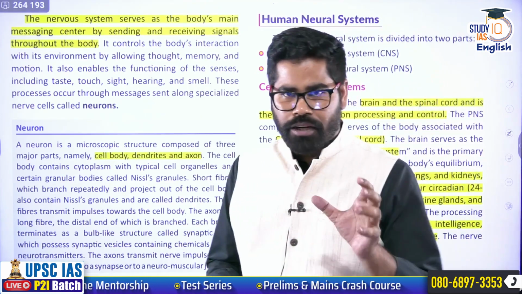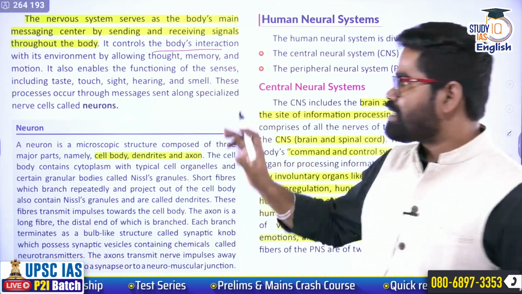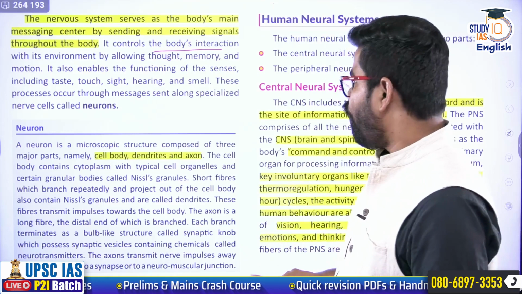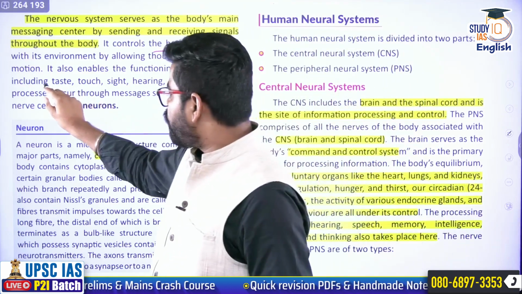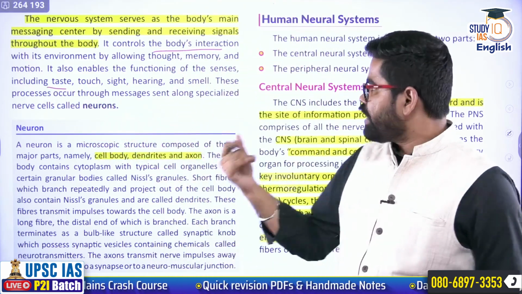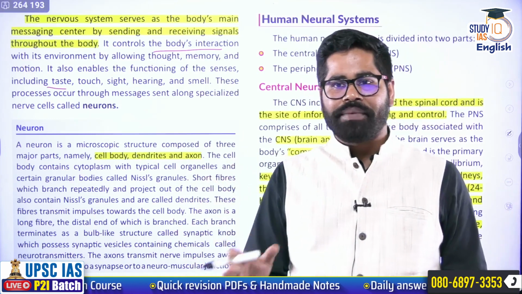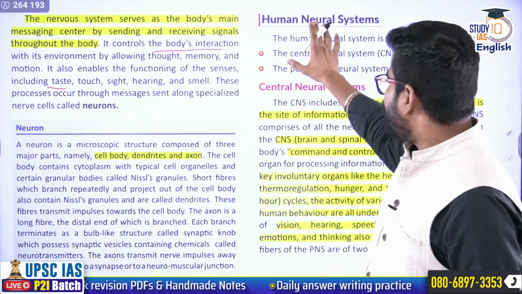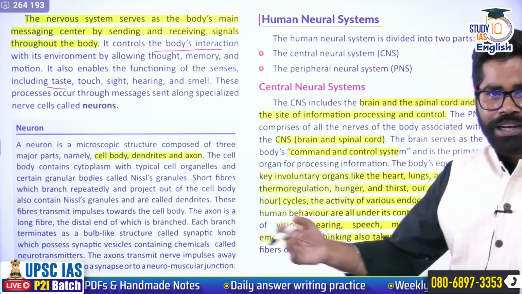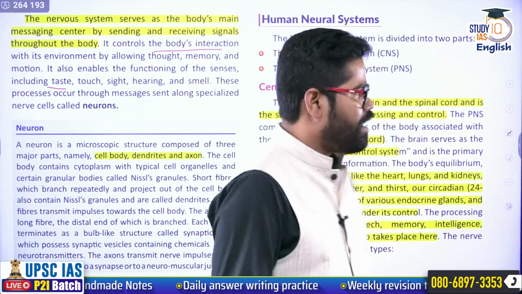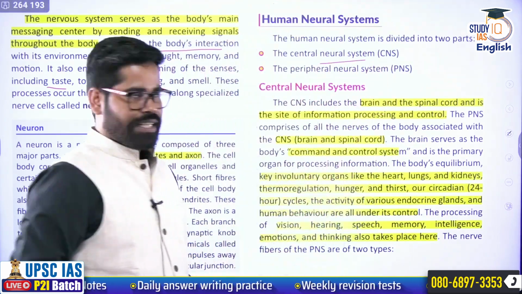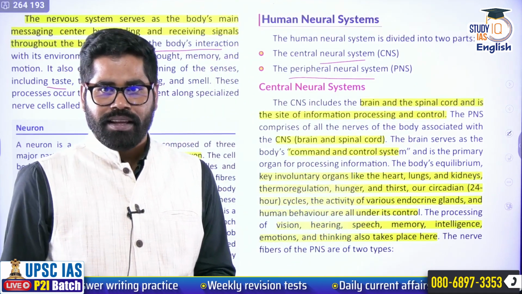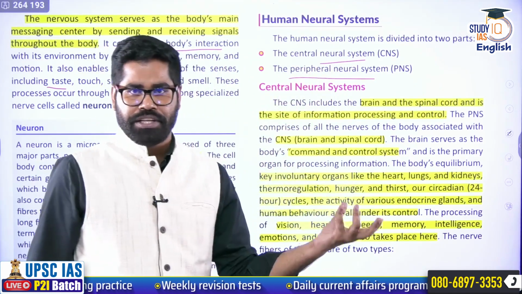So this nervous system is controlling the body's interaction with the entire environment, whatever activity is being done. If we talk about taste, touch, sight, hearing, smell, all these things are being done by the nervous system itself. Now, if we talk about the human nervous system, as I have already told you, we have two parts here: one is the central neural system, and the second is the peripheral neural system.